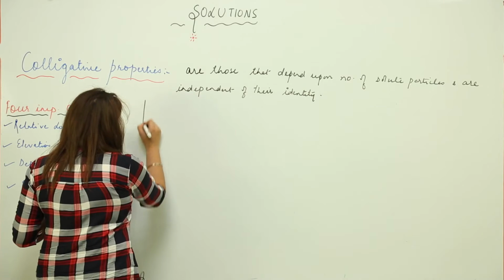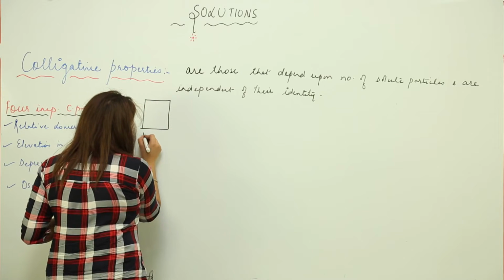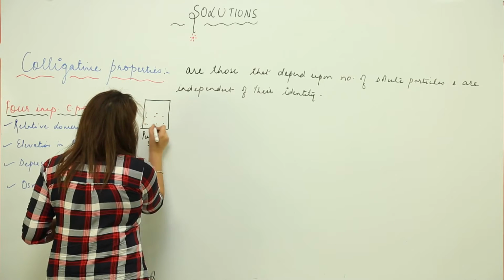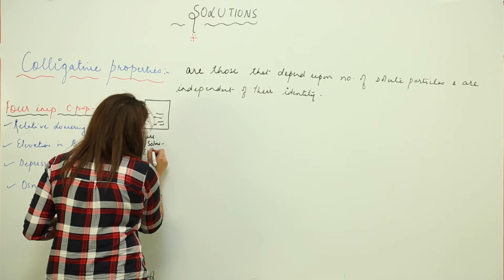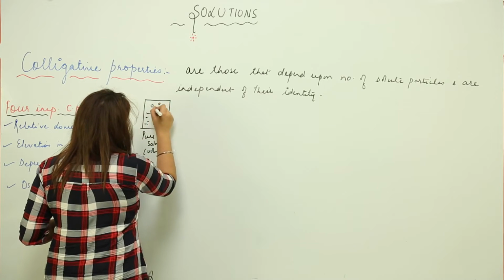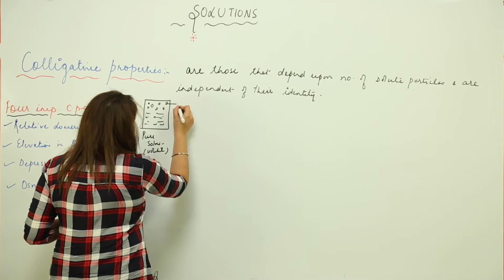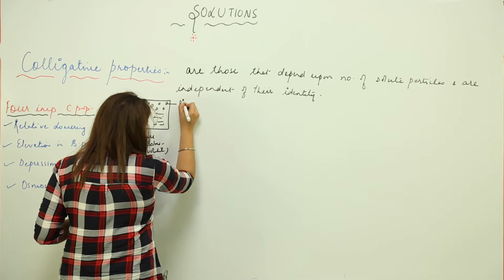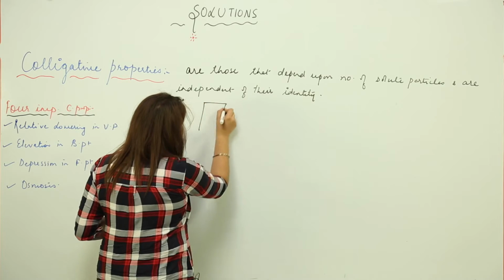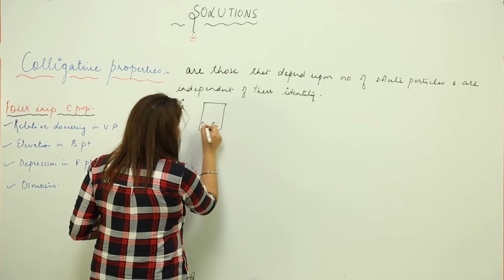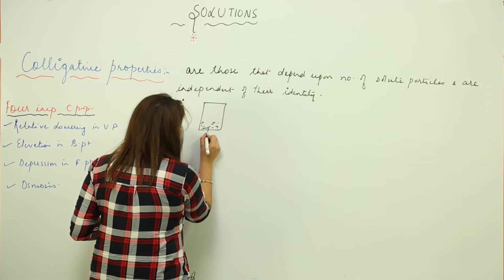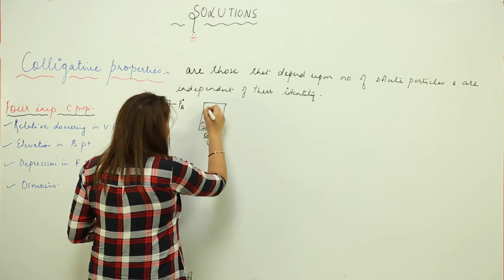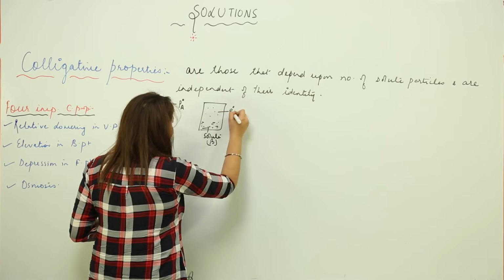See, I have this container in which I have a pure solvent. Let me mention that this solvent is volatile, so that means it will exert a pressure. Let us say the pressure equals P naught A. Now I have a solute. Let it be my solute B. It will also exert a certain pressure, let's say P naught B.